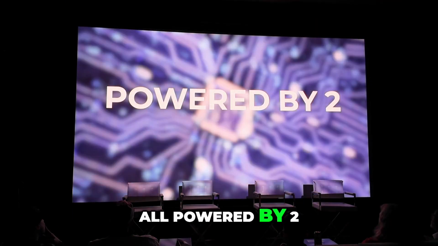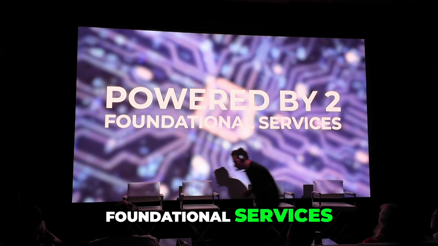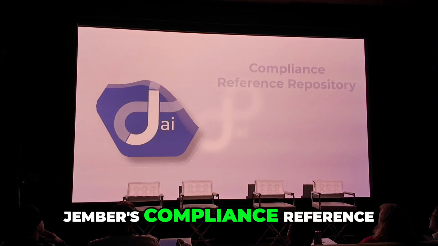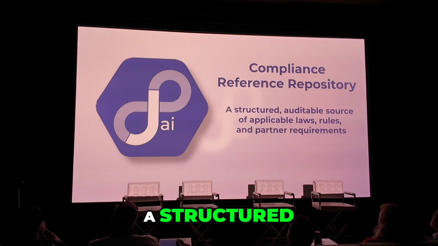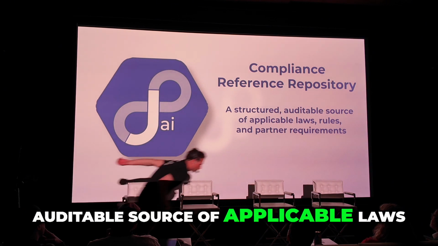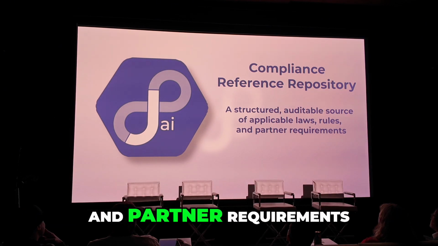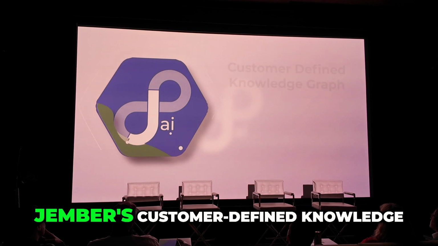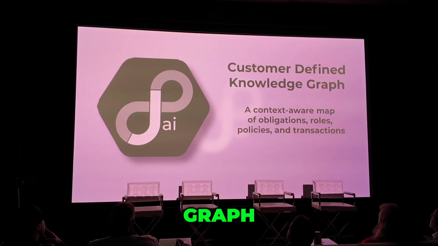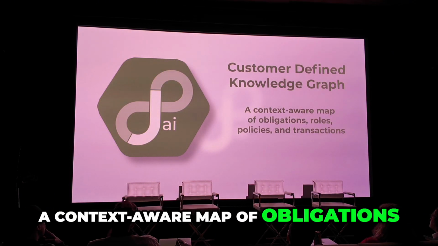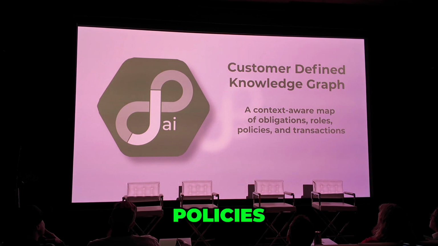All powered by two foundational services: Gember's Compliance Reference Repository, a structured, auditable source of applicable laws, rules, and partner requirements; Gember's Customer-Defined Knowledge Graph, a context-aware map of obligations, roles, policies, and transactions.